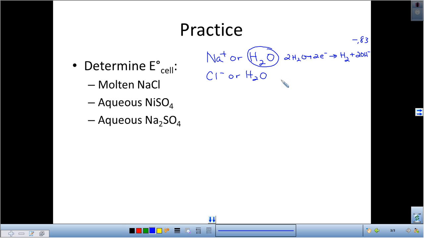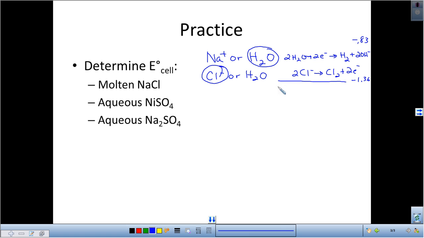And in this reaction, it's going to be the chlorine ion. Usually, if you have a monatomic anion, it's the monatomic anion that's going to be oxidized. So let's look at that reaction. That reaction would be 2Cl minus yields Cl2 plus 2 electrons. And it has an oxidation potential of negative 1.36.